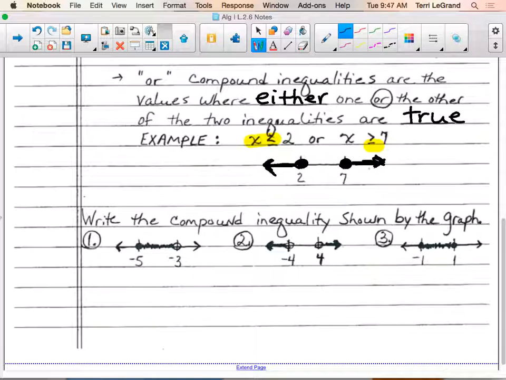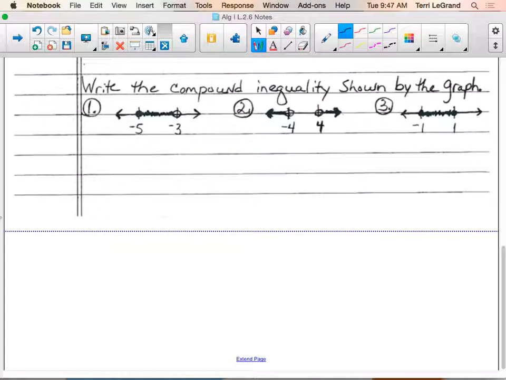Okay, questions at all? Okay, then let's see how well you can write these compound inequalities that the graph shows, after doing your own note taking. Anybody want to take a stab at number 1 here? AJ?